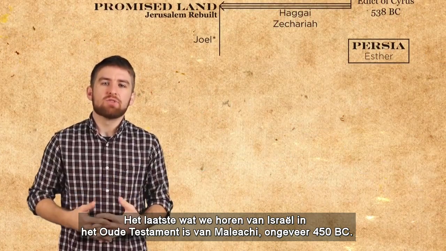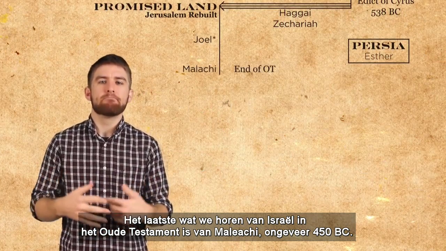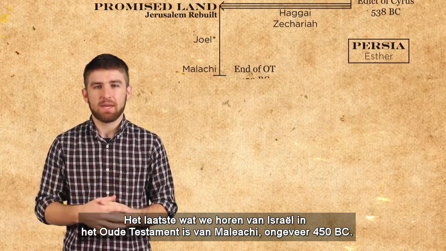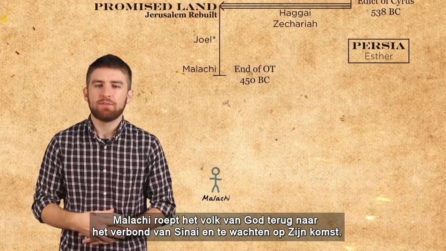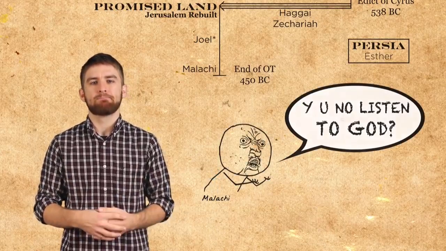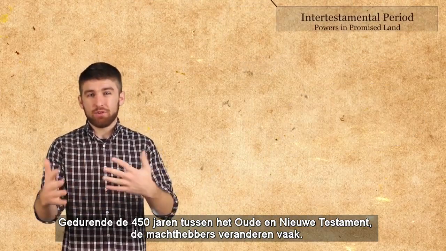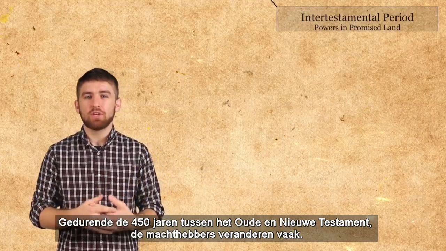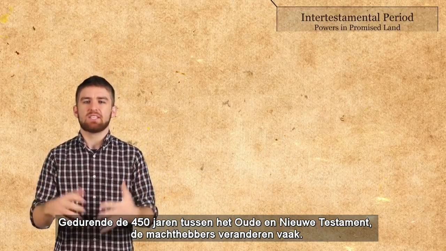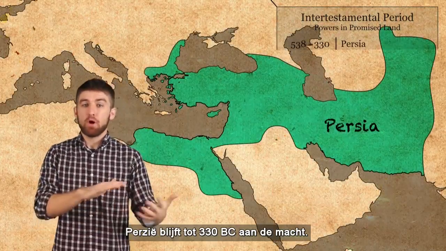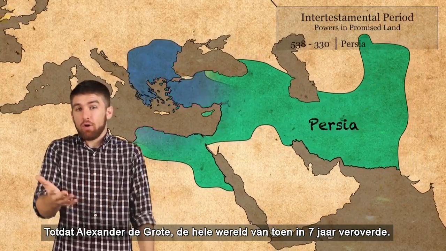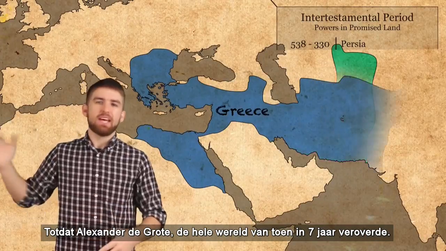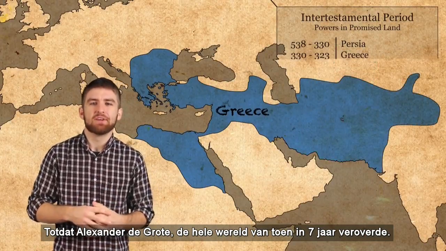The last we hear about Israel in the Old Testament is from Malachi, probably 450 years BC. Malachi calls God's people to return to covenantal faithfulness and await his coming. During the 450-ish years between the Old and New Testament, power changes hands a number of times. Persia remains in power up until 330 BC, when Alexander the Great, also known as the Greek Empire, takes over the whole known world in 7 years.